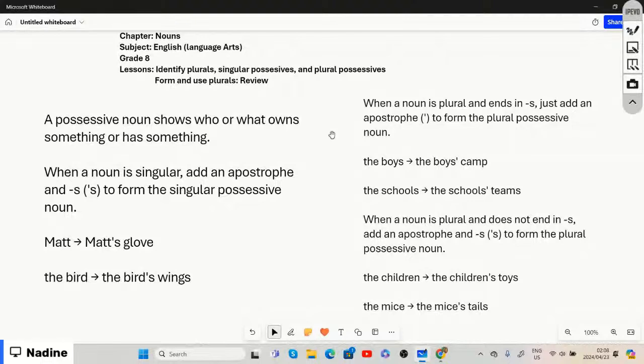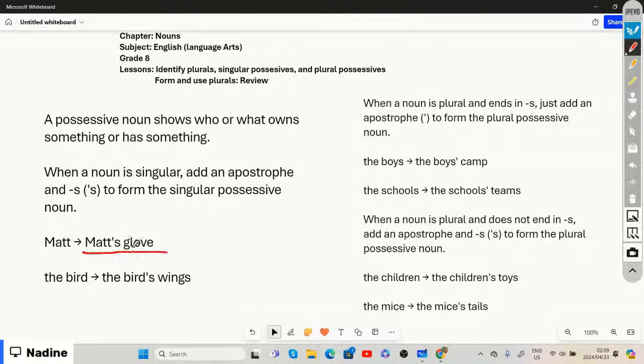For example, Met. If we want to show that something belongs to someone, for example, Met, so if we want to say that the gloves belong to Met, then we can say it is Met's gloves. So Met's with an apostrophe and an S.